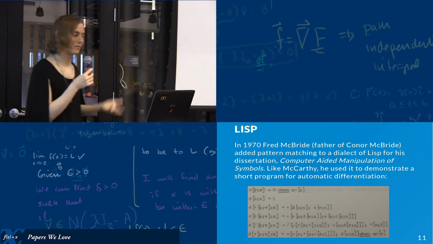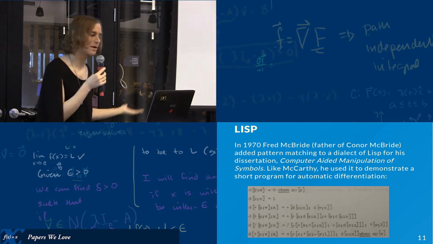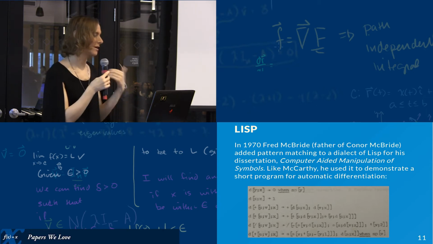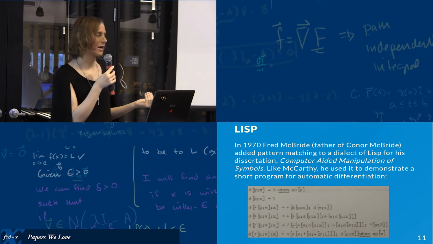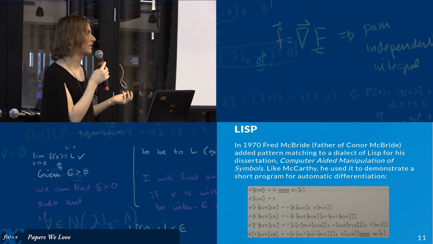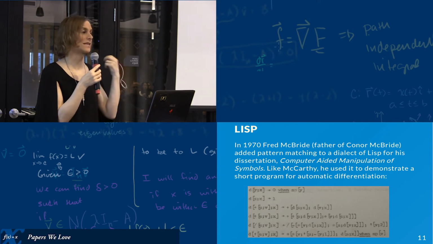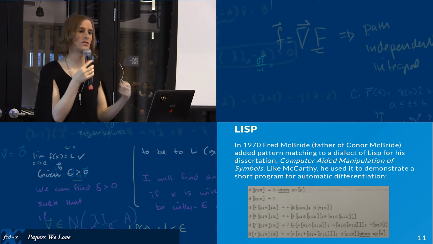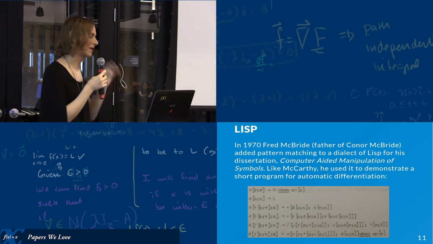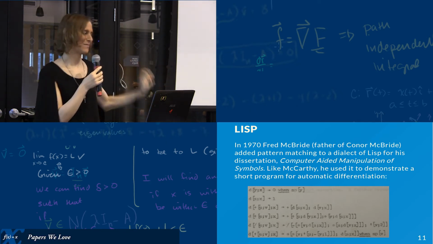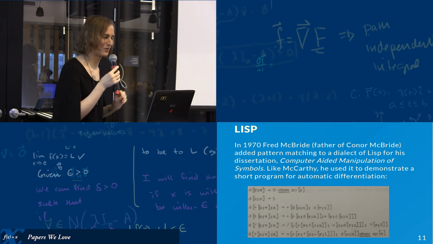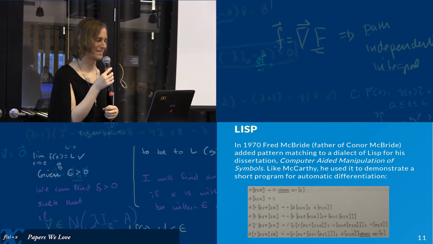And then going further with Lisp, in 1970, Fred McBride, who I only know as the father of Conor McBride, who we'll see again in a few minutes, created a dialect of Lisp with pattern matching. I don't know if this had to do with the fact that in 1970 I immediately think that's when ML came out, and a few years later Prolog, there was a lot of interest in unification. That could be a topic of someone else's talk: where did pattern matching really come from, that people integrated into a bunch of languages all at the same time.